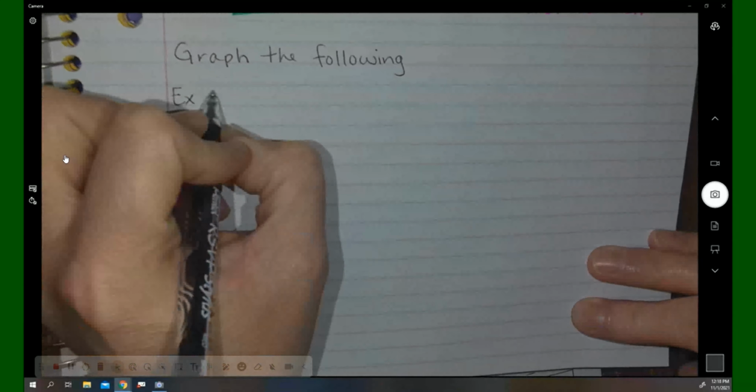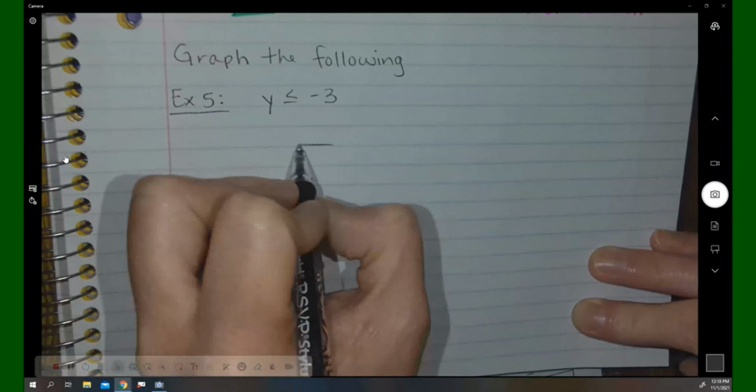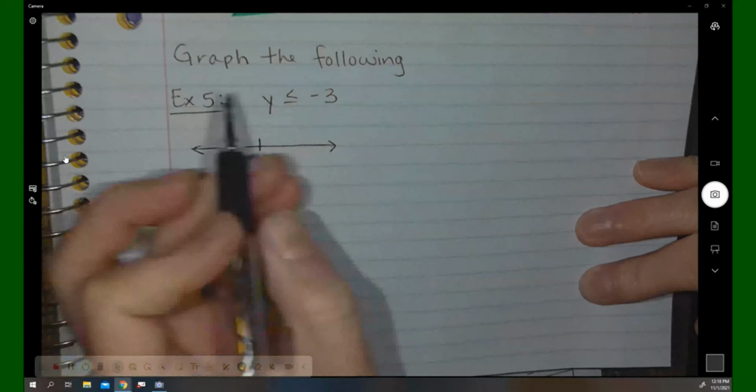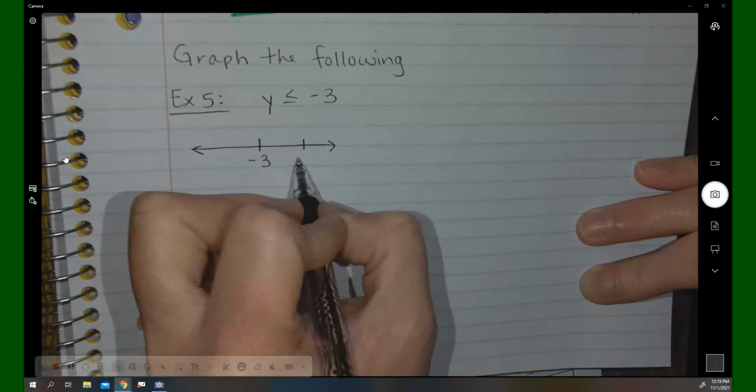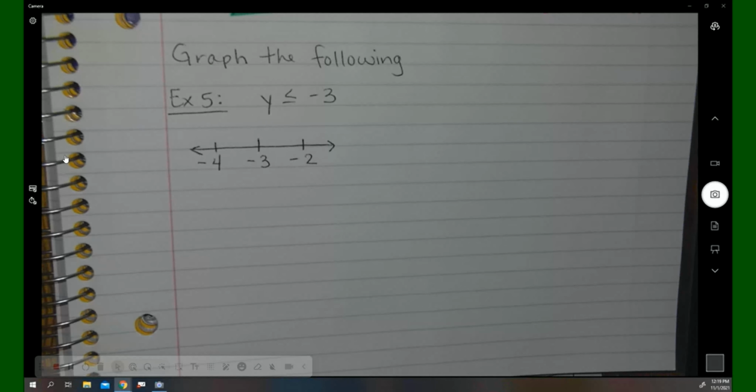So for example 5, we have the inequality y is less than or equal to -3. Now when we graph inequalities, it's always on a number line. My recommendation, when you're hand drawing your own number lines, I generally will put my number that I'm testing, that's in my inequality, in the middle. And I'll go one number above, so closer to 0 is -2, and one number below, farther away, would be -4. This also gives me numbers I can test.